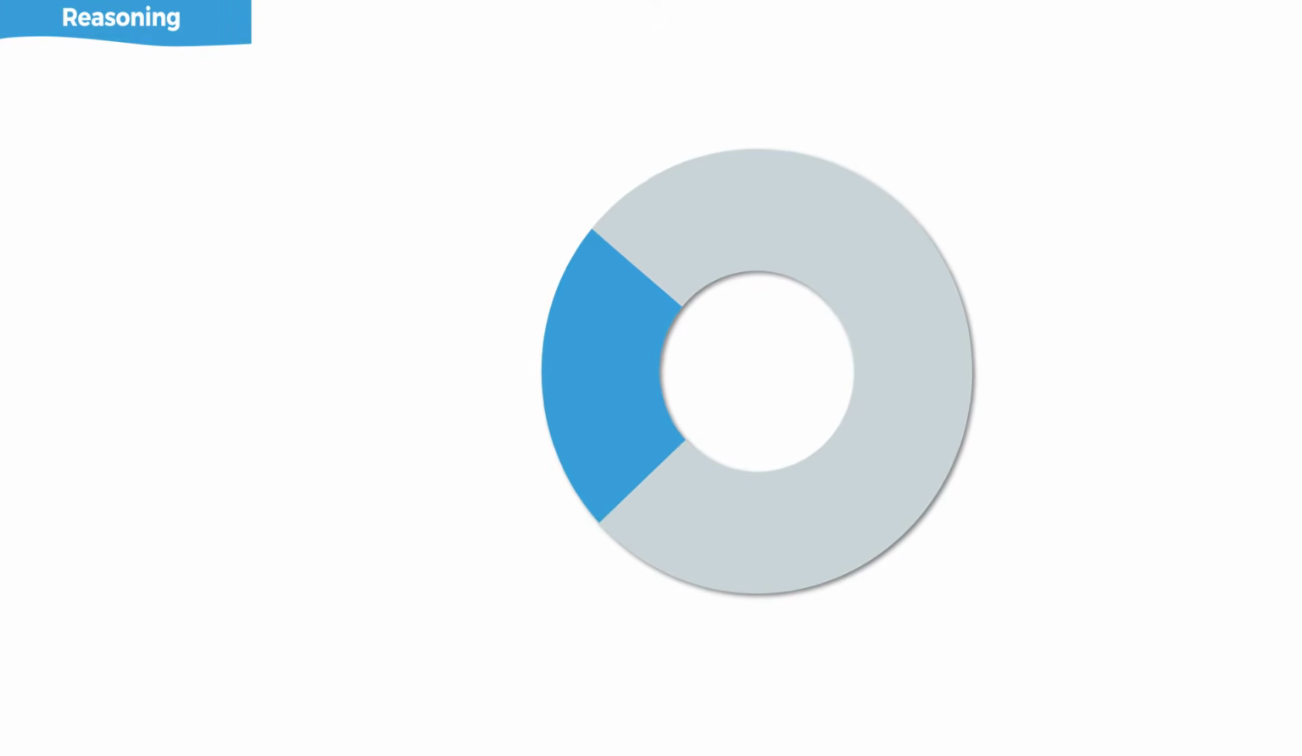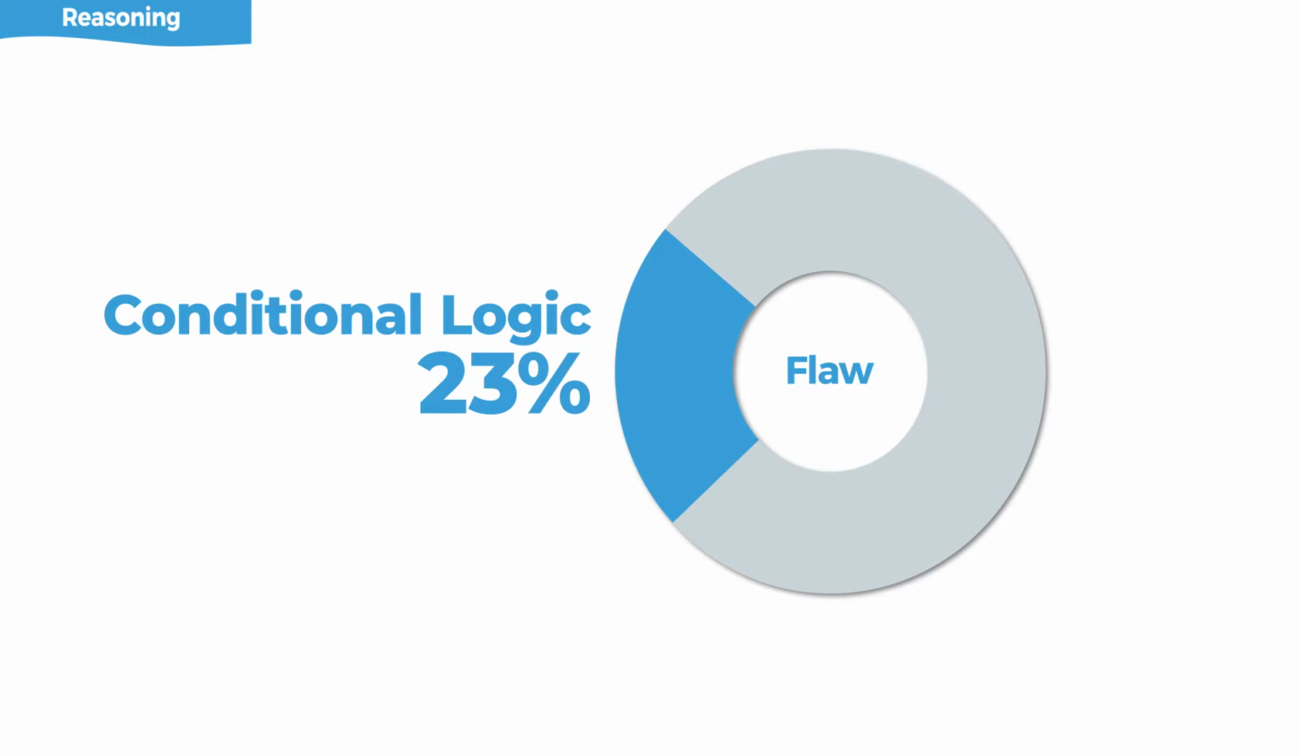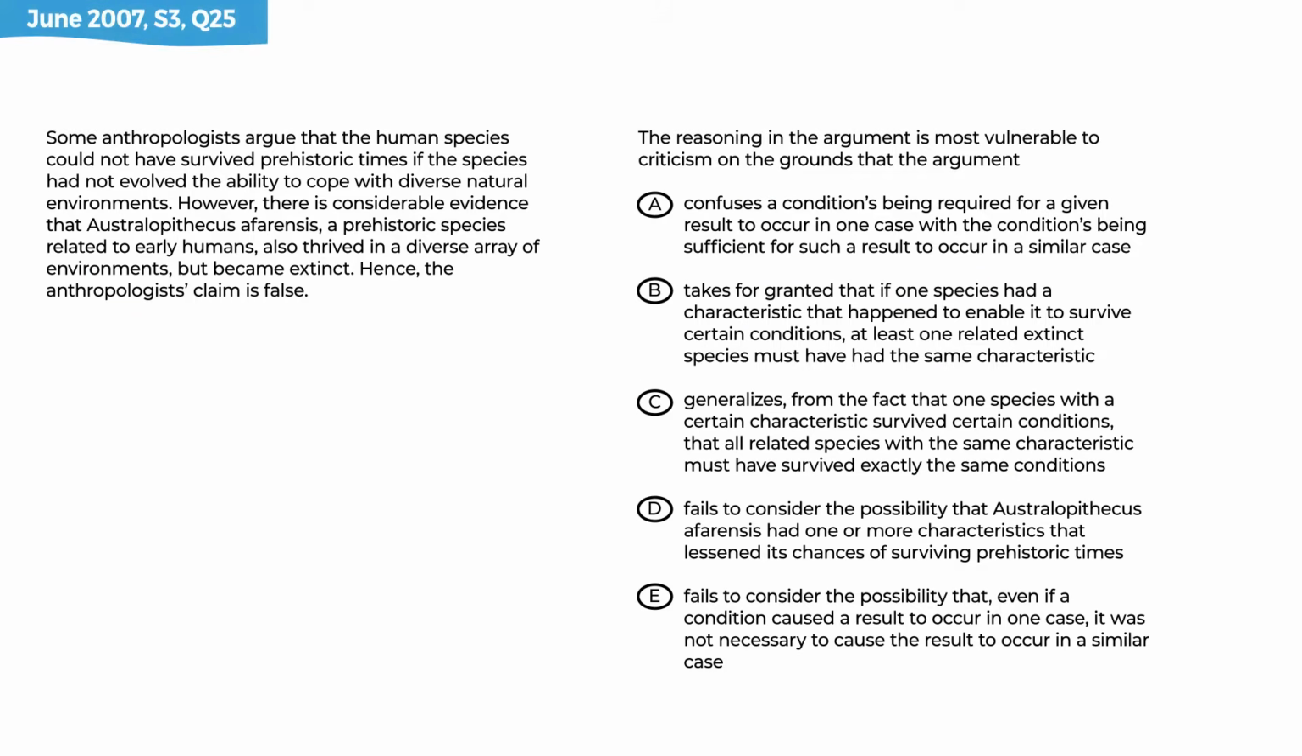Now, one more example. We're going to look at one that involves conditional logic. 23% of all flaw questions involve conditional logic. Go ahead and give this question a try on your own. And when you have an answer choice that you like, hit play, and we'll look at it together.